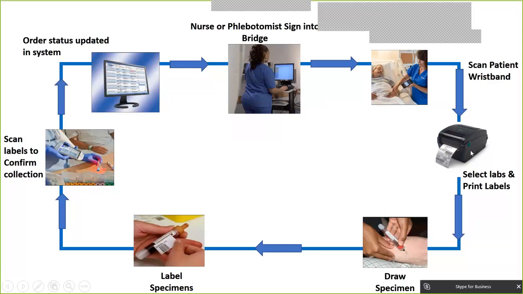He or she will select the labs that need to be collected and click Print to print the labels. After they have drawn the specimens, the labels are placed on the specimens and the barcodes are scanned, and there is a confirmation that occurs. Once that confirmation is completed, the status of the order is sent back to the ordering system to update the order status from ordered to collected. So now that we have done a review of the workflow, let's go into the application.